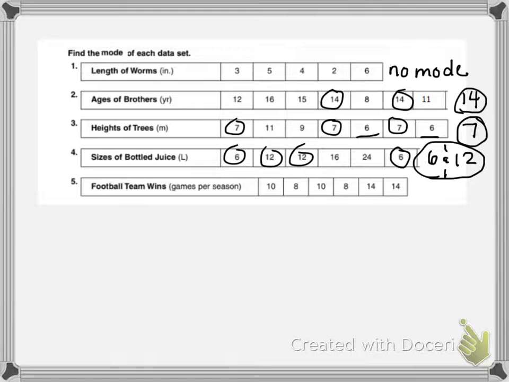So let's take a look at the last one, number 5. I notice here we have 2 10s, 2 8s, and 2 14s. So I'm going to ask myself, is there any number that occurs more often than the rest of them? In this case, no, they all occurred twice. That's not more than the rest of them. So this one too has no mode.